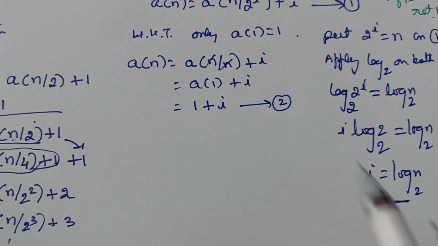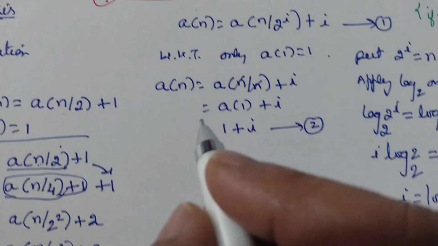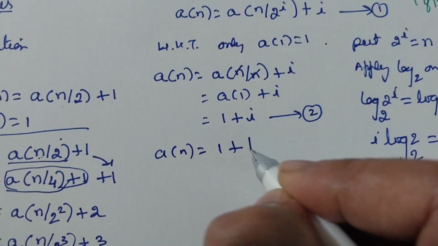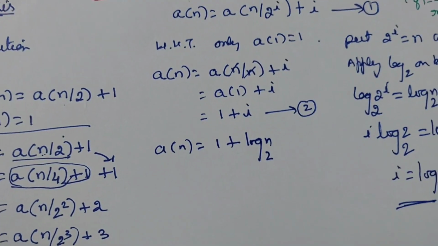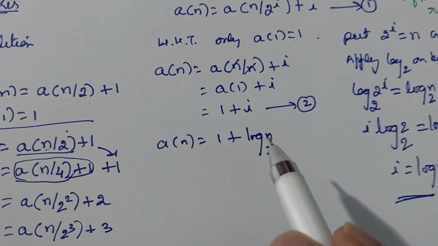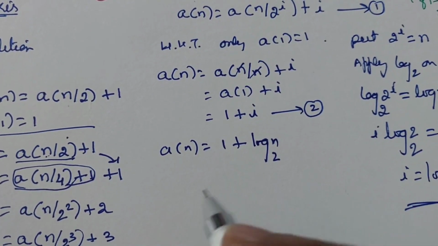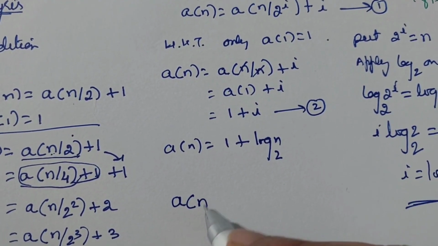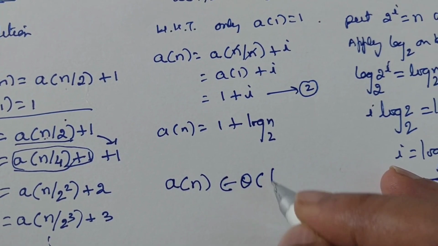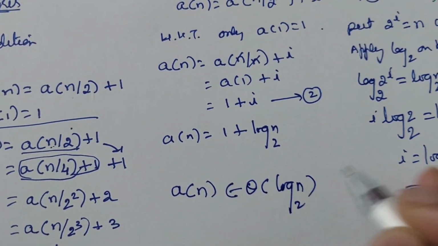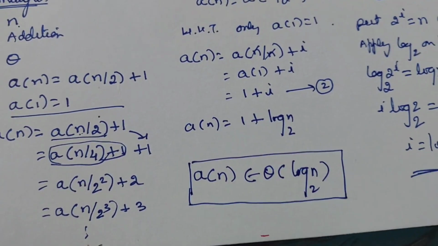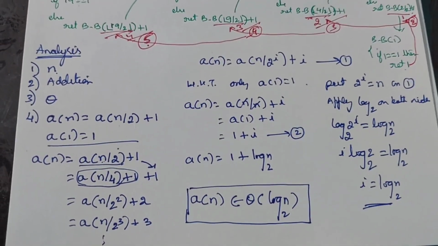Now I replace the value of i in equation 2. So a of n is equal to 1 plus log n to the base 2. Out of these two terms, the most dominant term is log n. So I will write a of n belongs to big theta of log n to the base 2. Now this is the time complexity of this problem. Hope you people understood. Thank you.